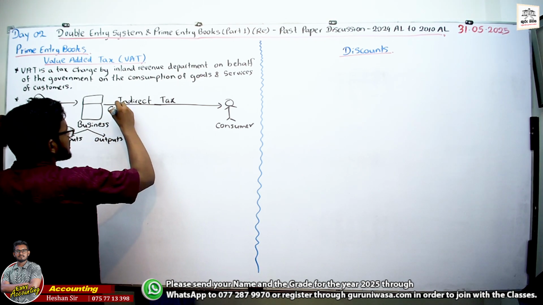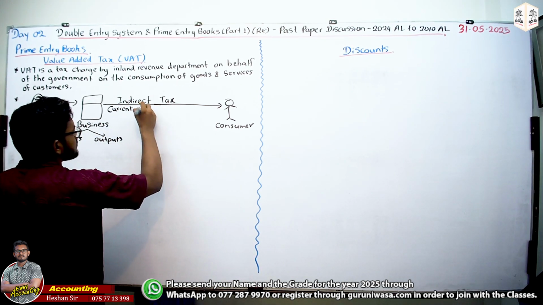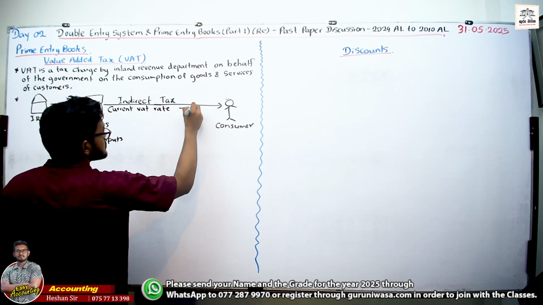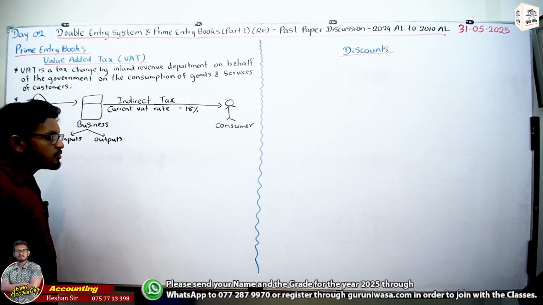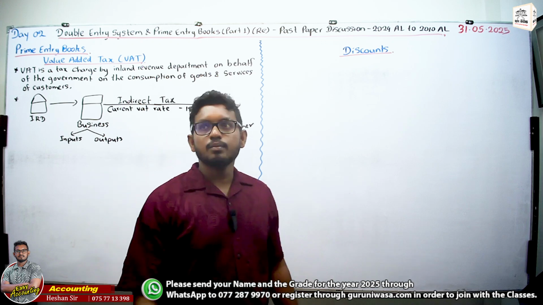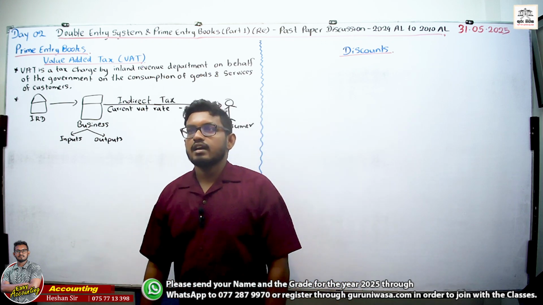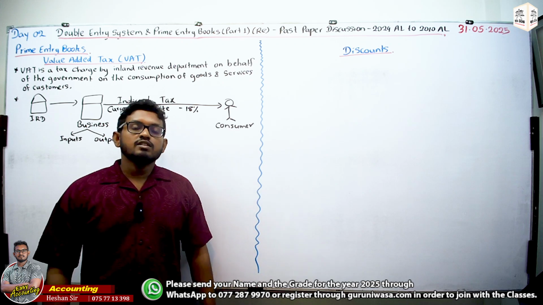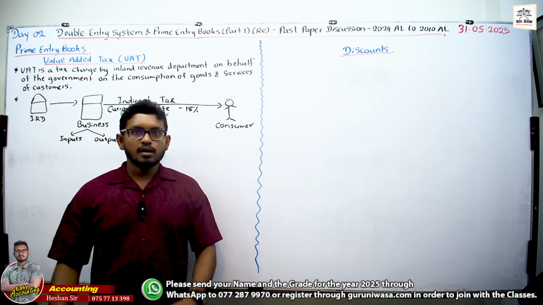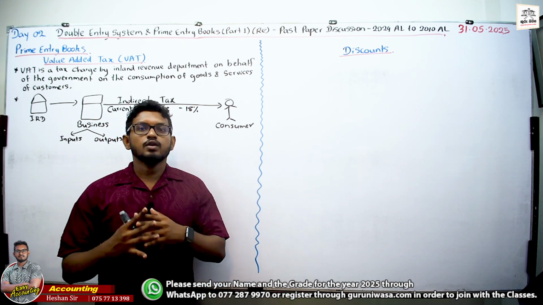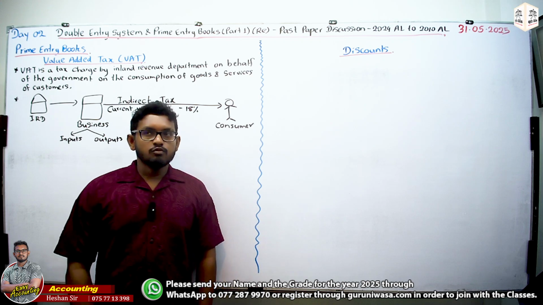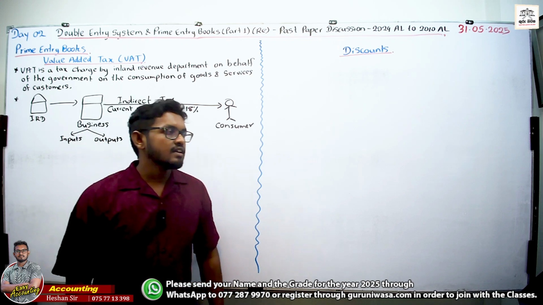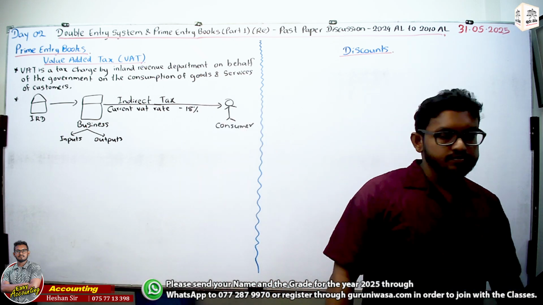how much the current VAT rate is? The current VAT rate is 18%. During the Gotabaya period it was reduced to 8%, and now it's 18%. When it was reduced, the government's revenue dropped, and that was one reason for the economic crisis as well. Now they have increased the tax up to 18%.